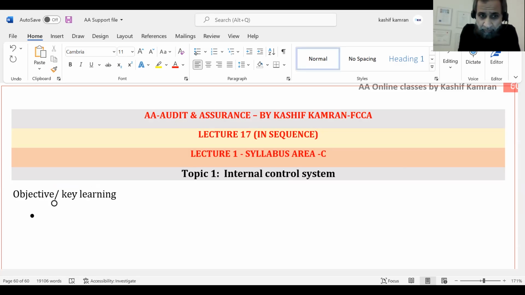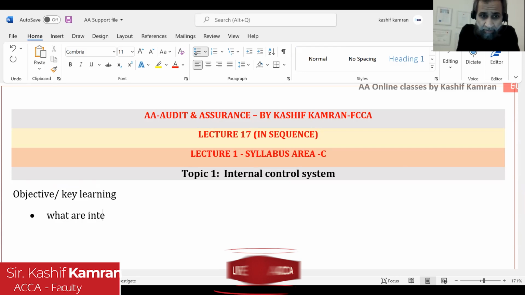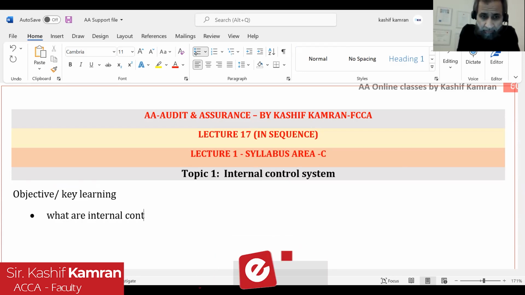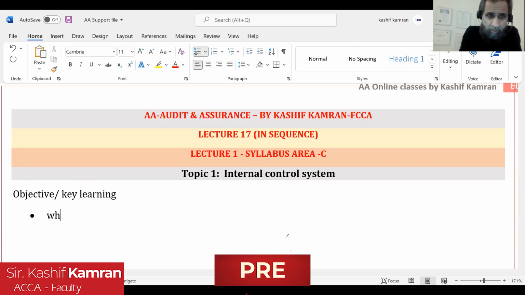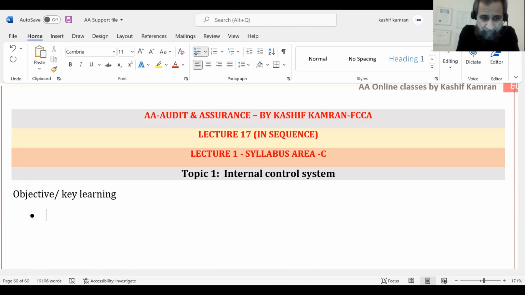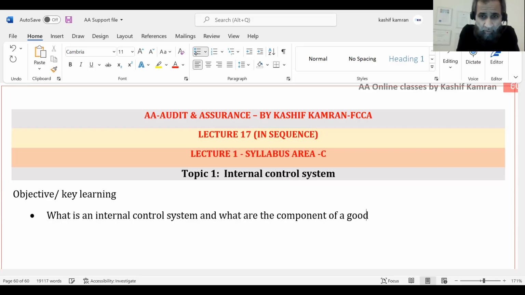The first key learning you should get from this topic is what an internal control system is. Sorry, just one minute. What is an internal control system, and what are the components of a good internal control system?